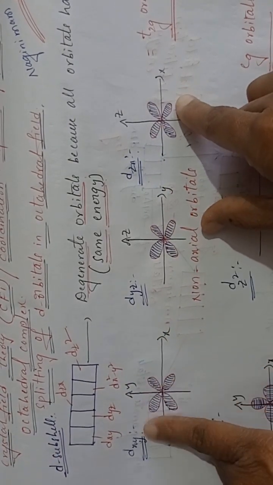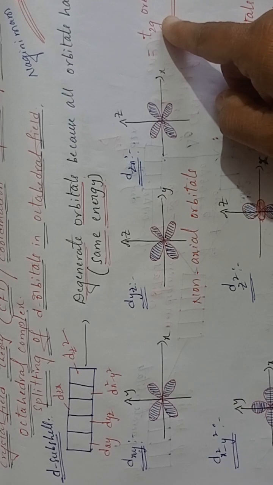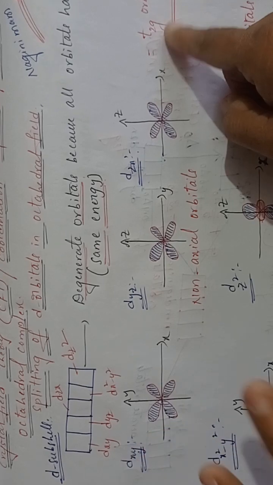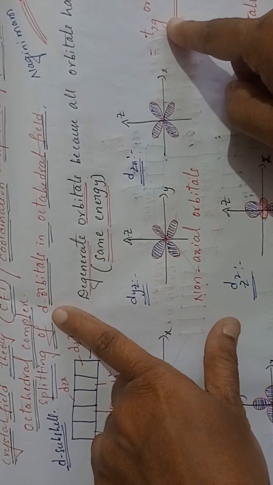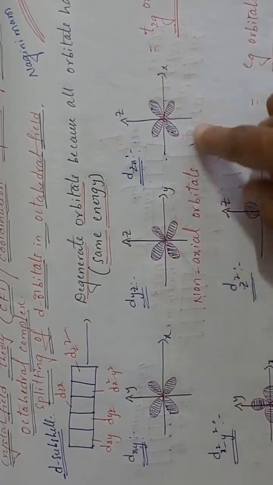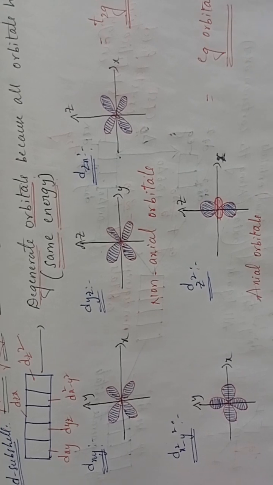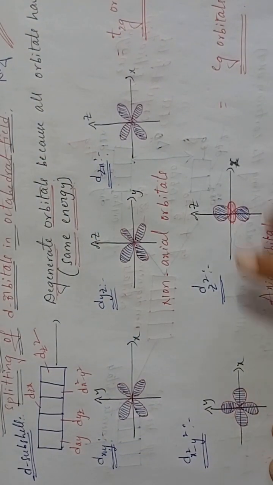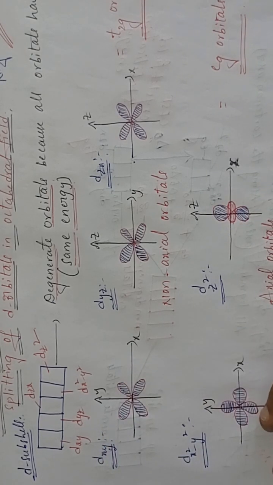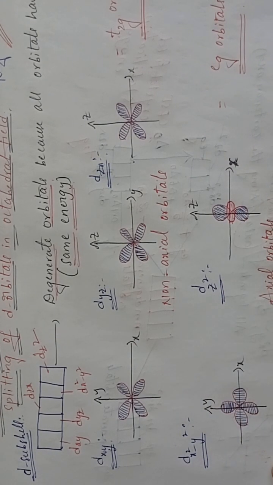That's why these three orbitals, dxy, dyz, dzx, are called t2g orbitals in octahedral complex. But in the case of tetrahedral complex, students, we name them t2 orbitals. We are not taking g. These three are non-axial because the lobes are present in between the Cartesian axis. But in the last two, dx square minus y square and dz square, the lobes are present along the Cartesian axis, so these two orbitals are called axial orbitals.